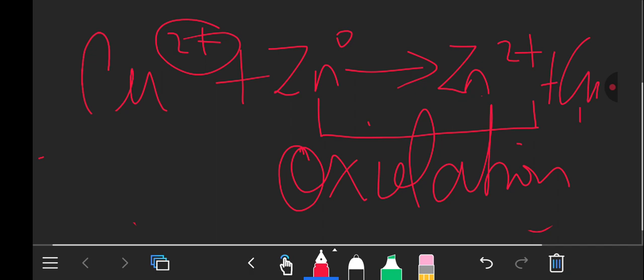Okay, so basically that is what you need to understand. The other thing you need to understand in this topic is how to calculate the oxidation state of a certain element in a compound. Let's say you have copper(II) oxide. How can you calculate the oxidation state for copper?